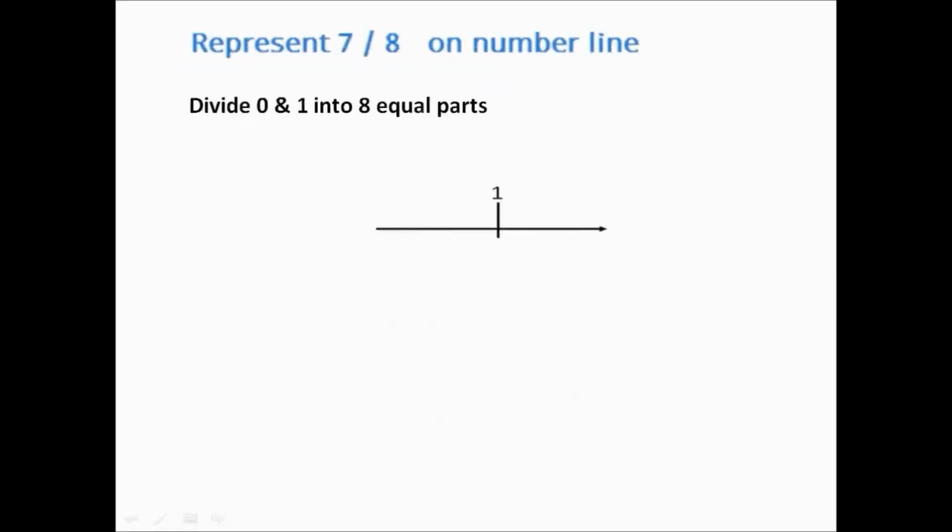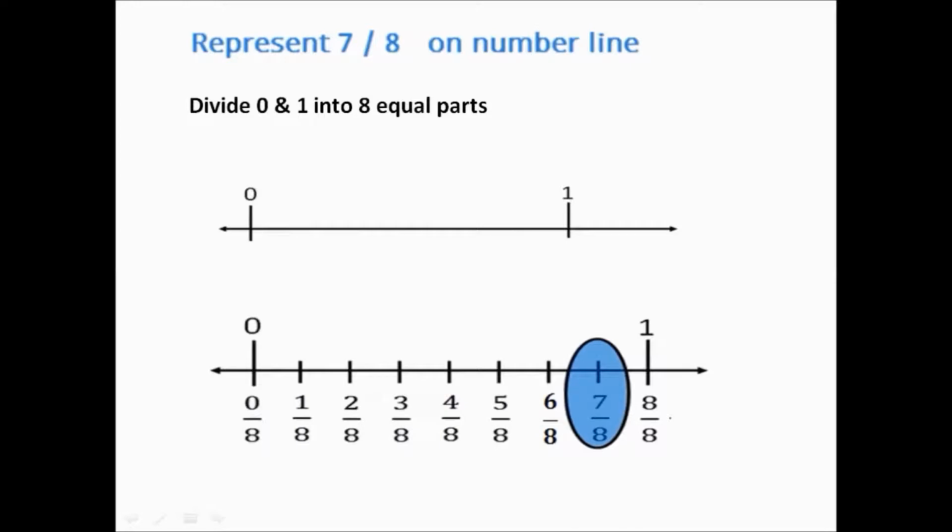Let's see one more example. The number 7 by 8, how it should be marked on the number line. Being proper rational number, the number 7 by 8 lies between 0 and 1, and the denominator has 8. Therefore, the unit part between 0 and 1 is divided into 8 equal parts, and the numerator shows which part should be marked on the number line. So, let's mark the 7th part. 7 by 8 is highlighted on the number line.